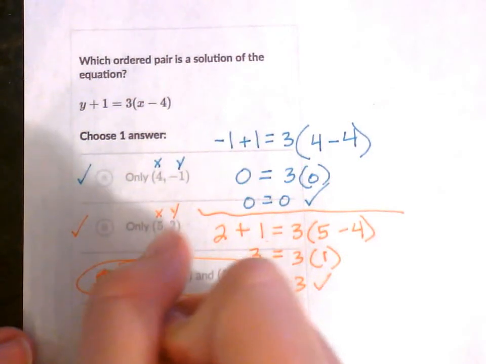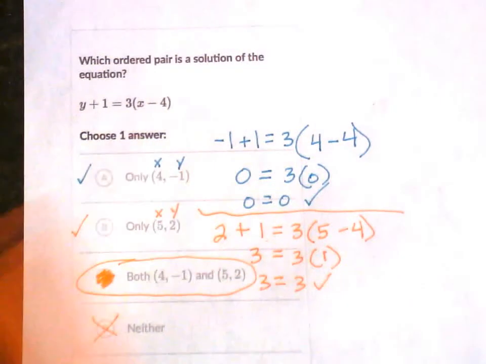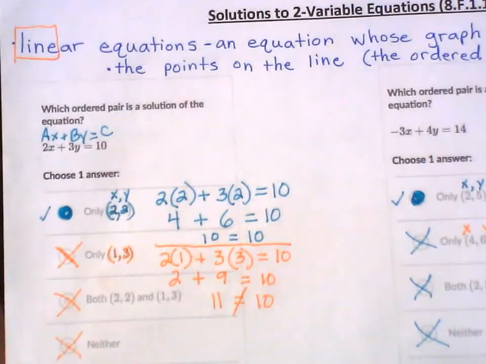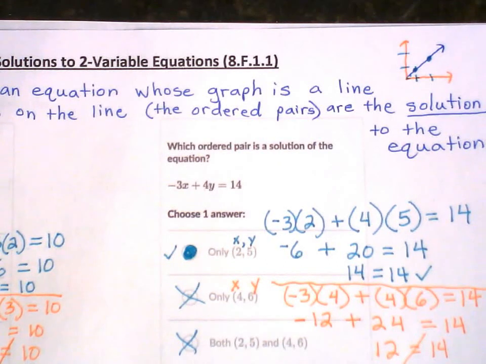Heck yeah. All right, so what you should take away from this video. When you have linear equations, when you have equations, ordered pairs are the solution, because that means the ordered pair is on the graph, it's on the line. And a linear equation graphs as a line.